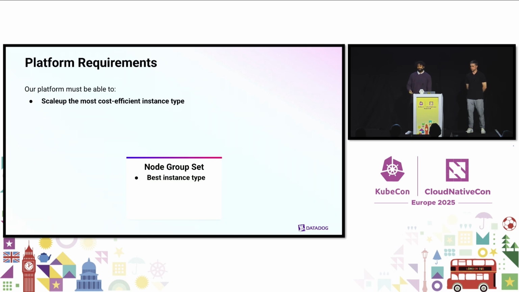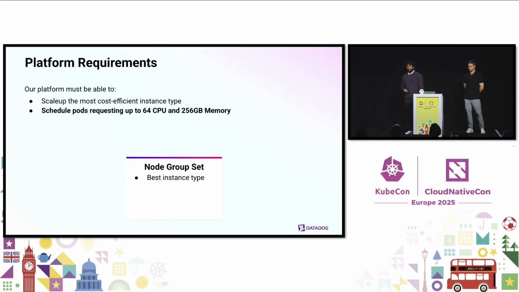So one requirement is we need to scale the most cost-efficient instance type, so we can have a node group for that. Another requirement is we need to schedule pods requesting up to 64 CPUs and 256 gigs of memory. And the best instance type might not necessarily be able to do that. It could only have 16 CPUs, so it can't schedule a pod requesting 64 CPUs. So we're going to need another node group that has an instance type that's big and is also cost efficient.